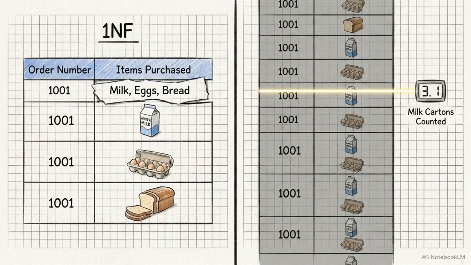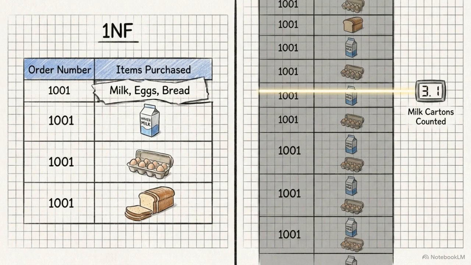The first step is first normal form, or 1NF. A database cannot process repeating groups inside a single cell. We must mechanically split this list apart. Milk, eggs, bread drops vertically. Each item gets its own row, and order data duplicates to fill gaps.